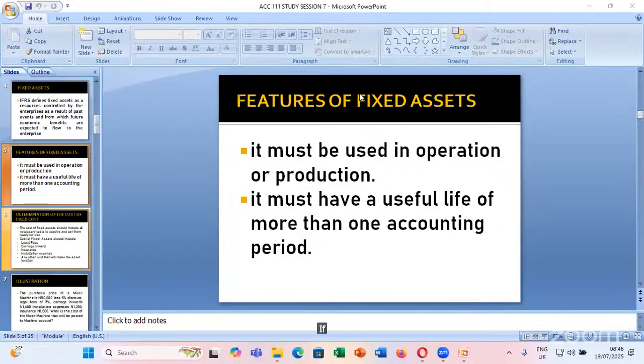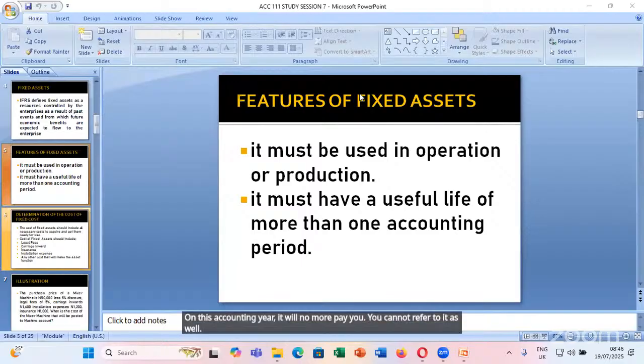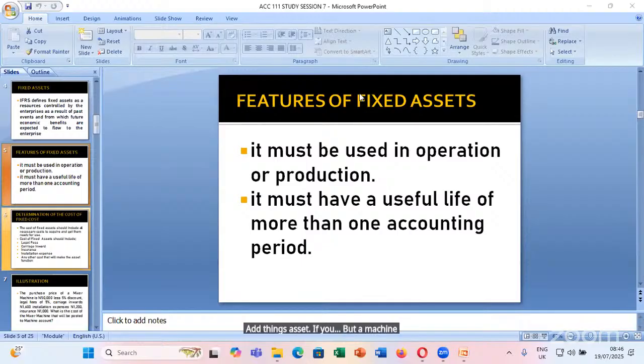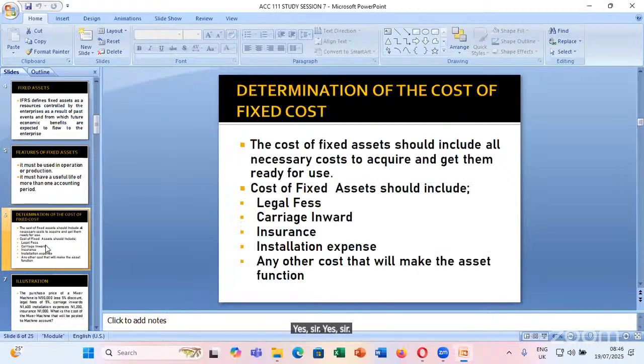Another one is that it must have a useful life of more than one accounting year. If you buy anything that by the end of this accounting year will no more be used, you cannot refer to it as a fixed asset. If you buy a machine for use, definitely the machine will be used for more than 1 year in your business. These are the two features that an asset must possess before you refer to it as a fixed asset. Is that taking class? Yes, sir.